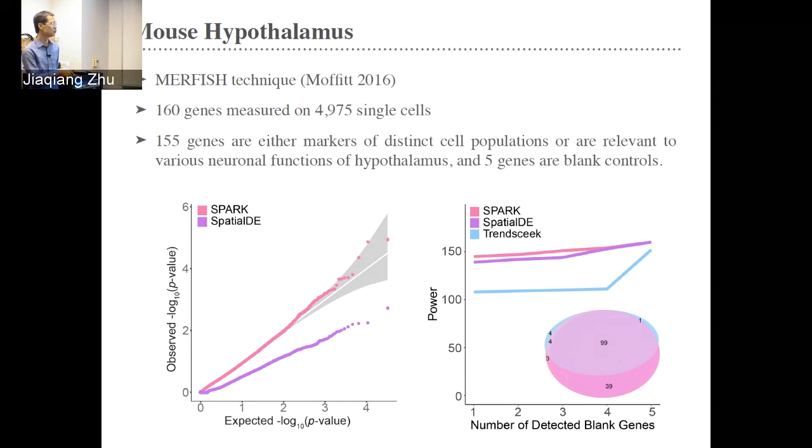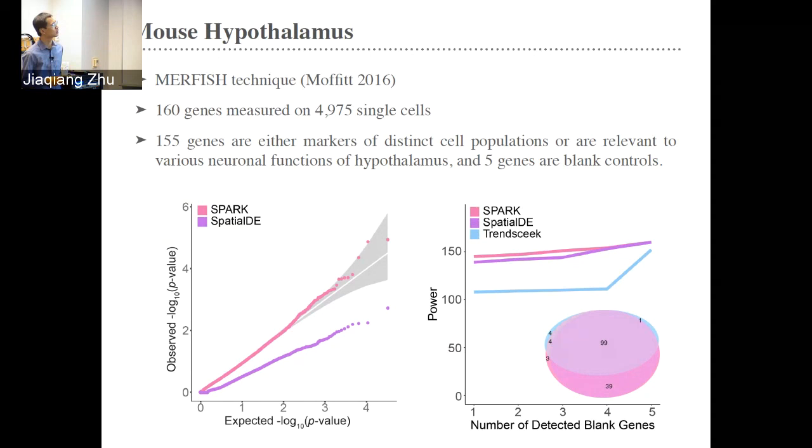So we didn't show the preliminary results for SpatialDE here for this data set because of the sample size. Analyzing one gene for this data set using SpatialDE takes 48 hours. And because this data set has five negative controls, we compare power based on the number of detected blank genes rather than use the positive discovery rate.